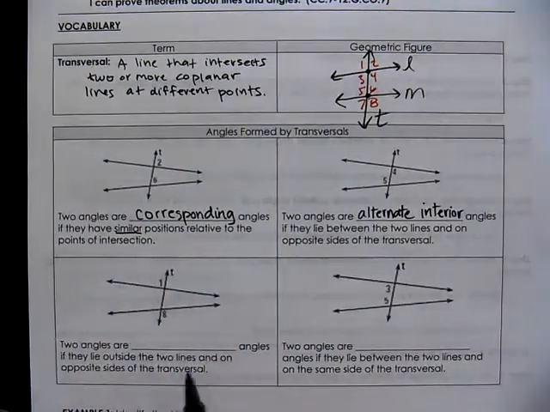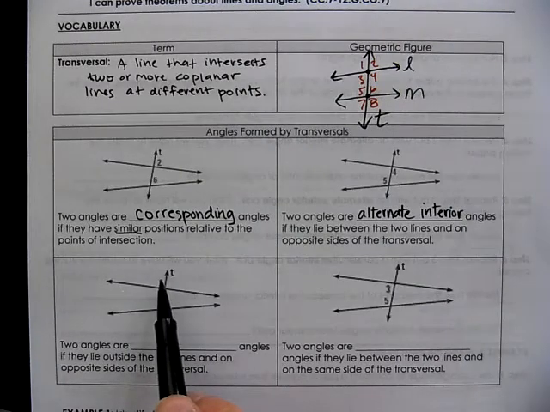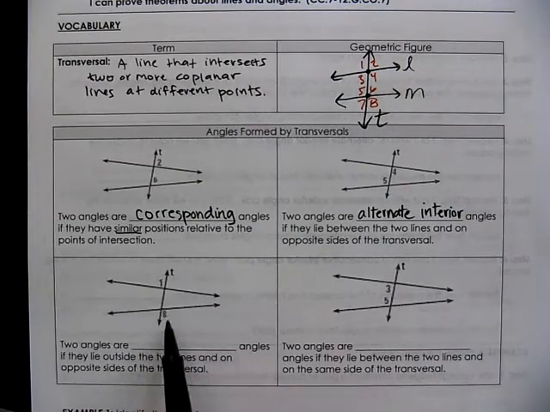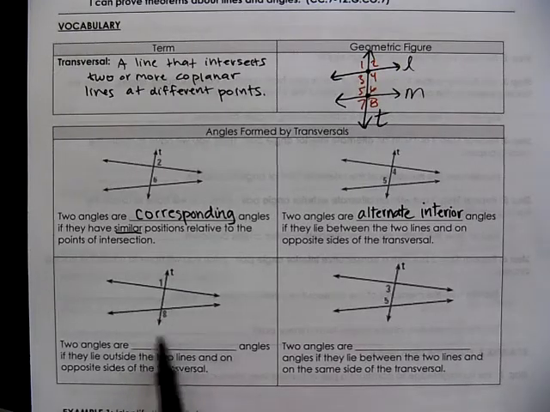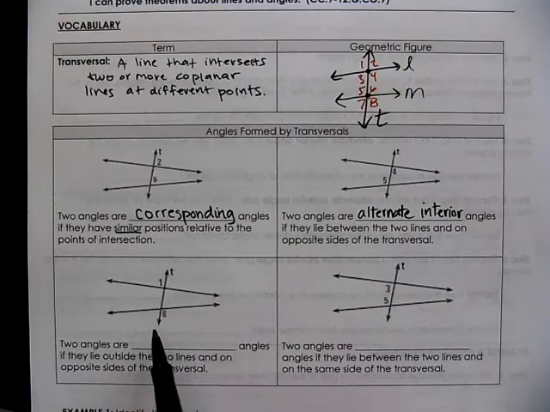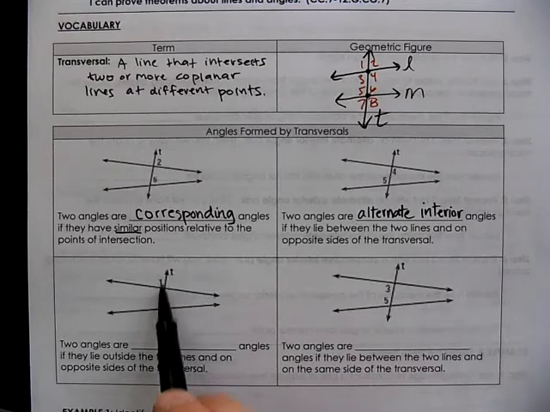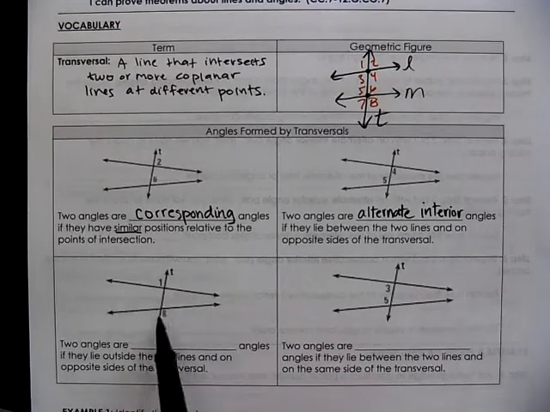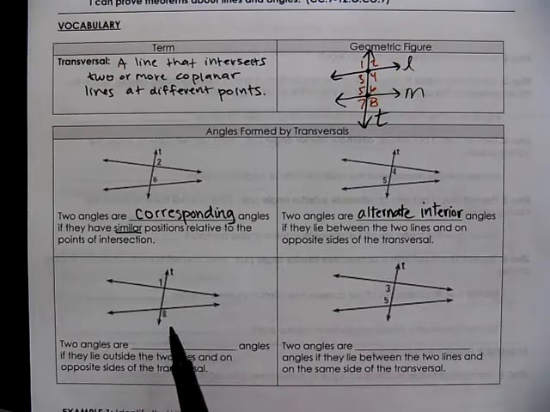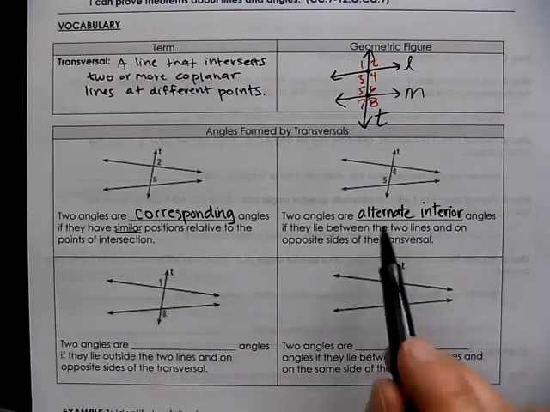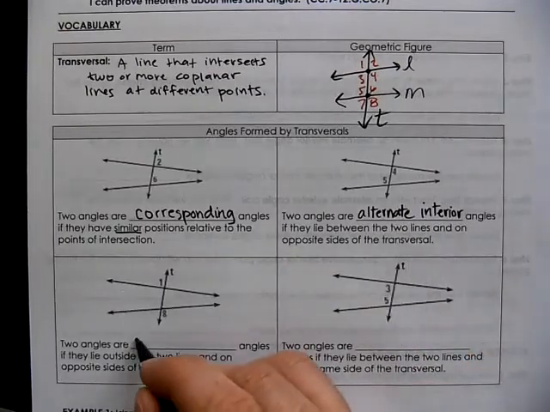For the third pattern, we're looking now at angles that are on the outside. They are not between the two lines. One is above and one is below. So these are not interior angles. These are exterior angles. And again, you realize that one angle is on one side of the transversal and the other angle is on the other side of the transversal. So again, we have an alternate pair showing up again, but this time they're not alternate interior, they're alternate exterior.